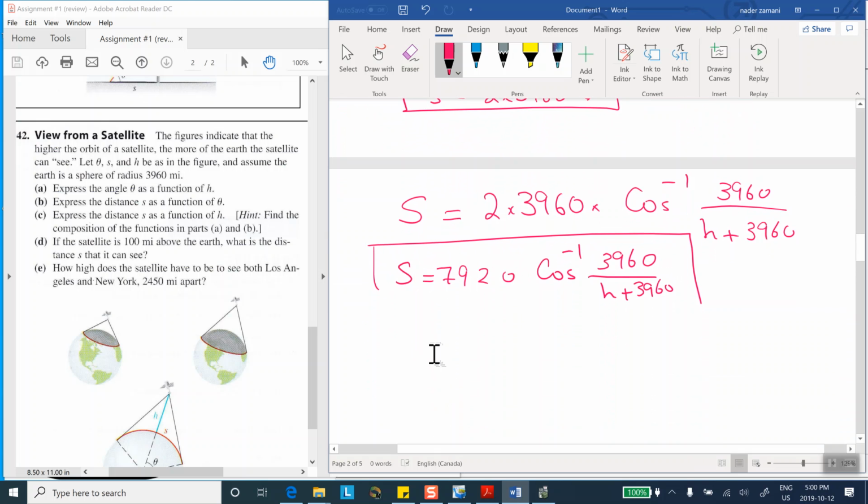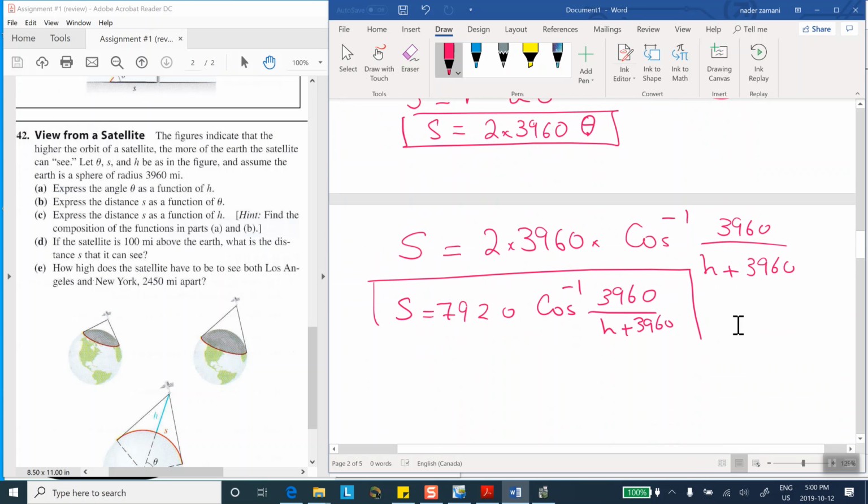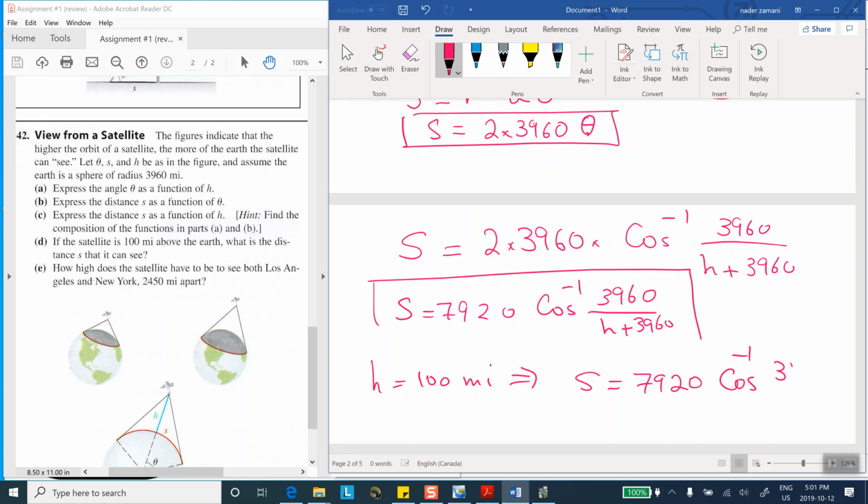If the satellite is 100 miles above the Earth, what is the distance? Okay, no problem. It says when h is equal to 100 miles, what is S? We just plug it in. S equal to 7920 cos inverse of 3960 divided by 3960 plus 100, since it's 100 miles above, so 4060 right there.